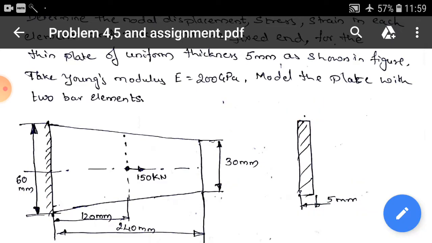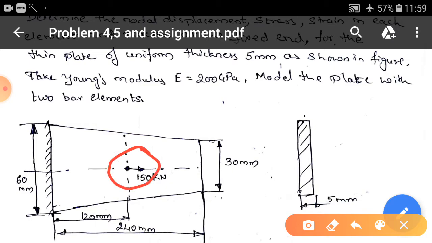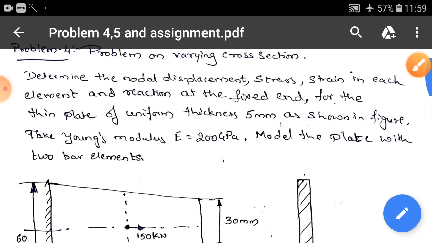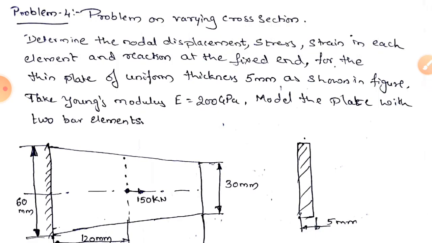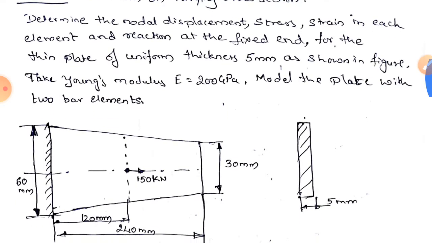I also see that the load is applied here at the center. Now let's read the question. Determine the nodal displacement, stress, and strain in each element and the reactions at the fixed end for the thin plate of uniform thickness 5 mm as shown in the figure. Take Young's modulus as 200 GPa and model the plate with two elements, that is, two bar elements.